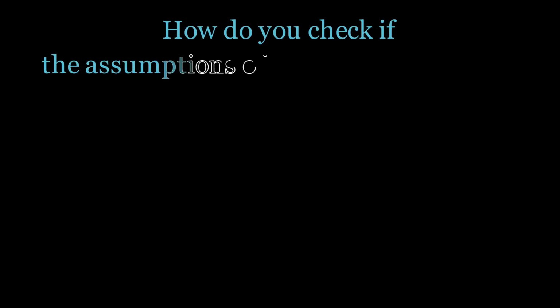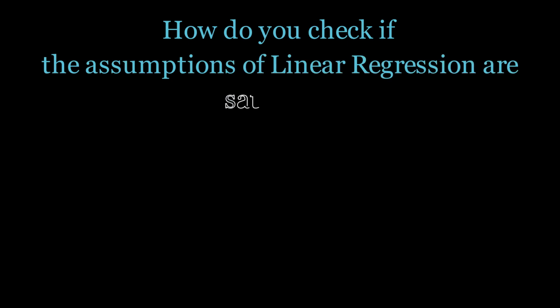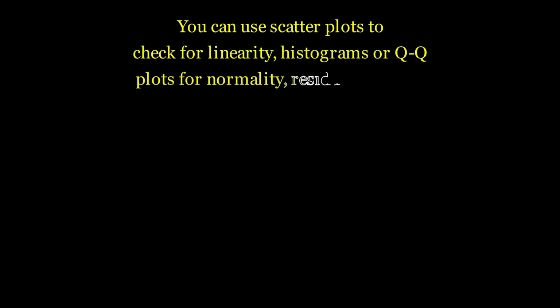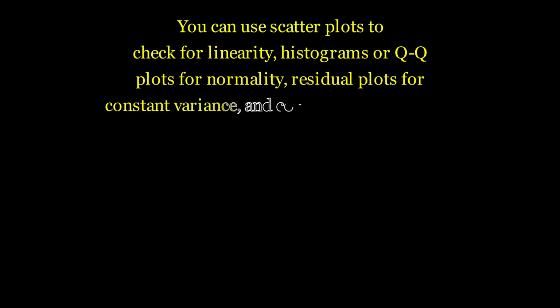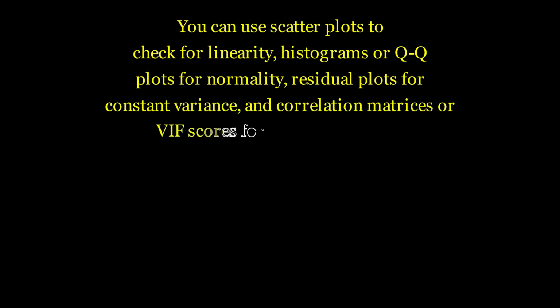How do you check if the assumptions of linear regression are satisfied? You can use scatter plots to check for linearity, histograms or QQ plots for normality, residual plots for constant variance, and correlation matrices or VIF scores for multicollinearity.